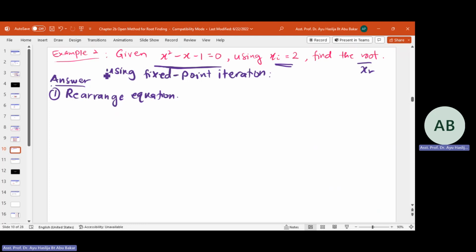Okay, rearrange the equation. Now, you have this equation over here. Rearrange so that x is on the left-hand side. You will have a few options. Now, let me know what are the equations that you get. x equals x squared minus 1. Another option.